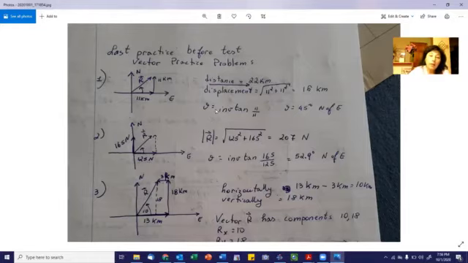Also, remember that for displacement, you have to have a vector, which means you have to have magnitude and direction. So for direction, you do the tangent of your rise over run, and you will find 45 degrees, which is north of east.